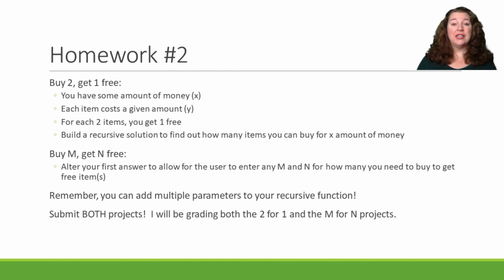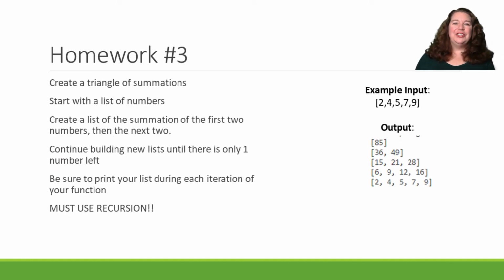I want both projects. So don't take the first project and alter it to make the second part of this. I want both of them. You can copy and say this was the first one and then we're going to change it. But I do want both projects to be returned because I want to see that you did the first one first and then did the buy M, get N free. And your last one. So there's only three. Well, five, depending on how you look at it.